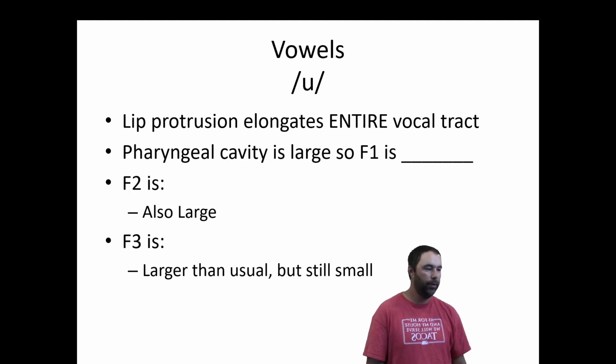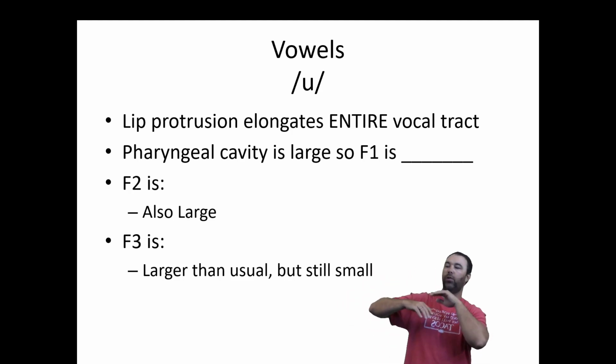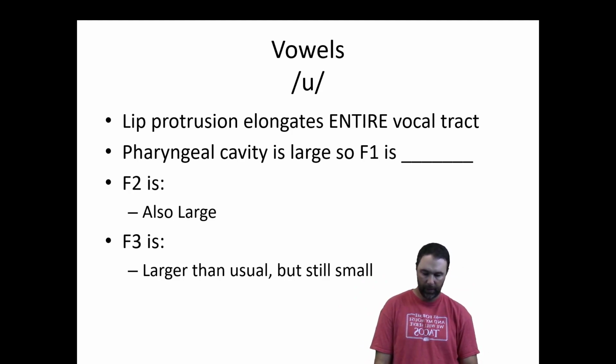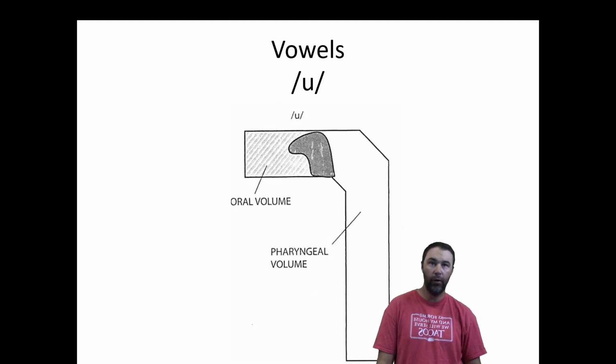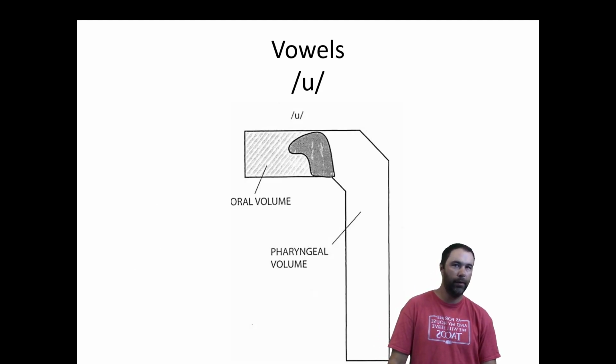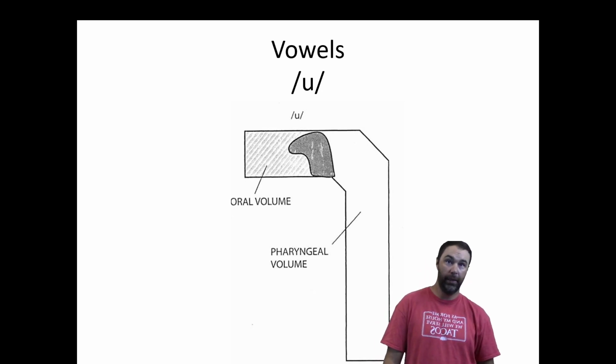So if we were trying to determine what oo is going to look like, we would have a low F1, a low F2, and a low F3, lower than we would for all the others. Here would be a picture for that one. If you want to skip back and forth between this one and the previous one, you can see that we have a much bigger oral volume in this situation than we did before. We also have a big pharyngeal volume.